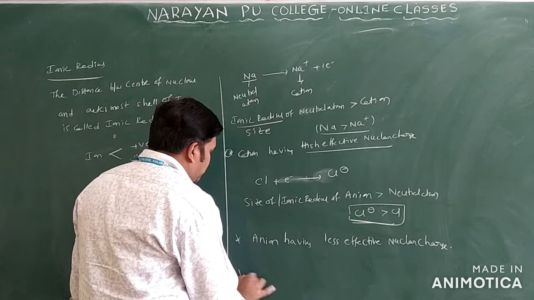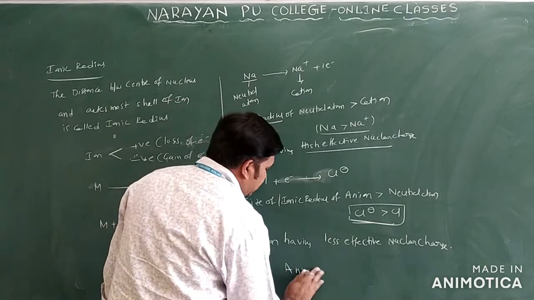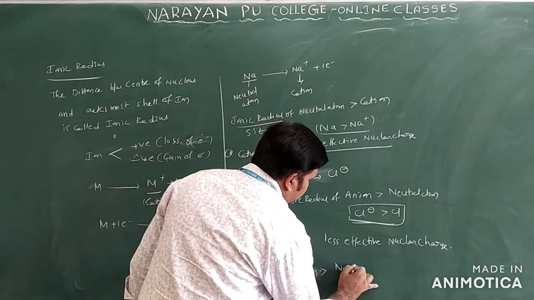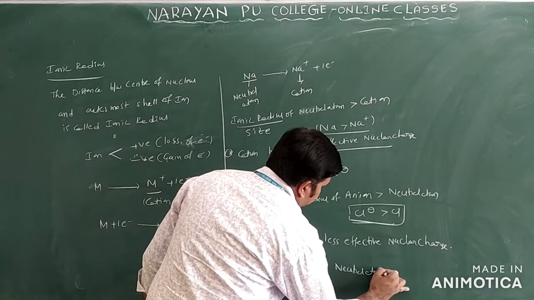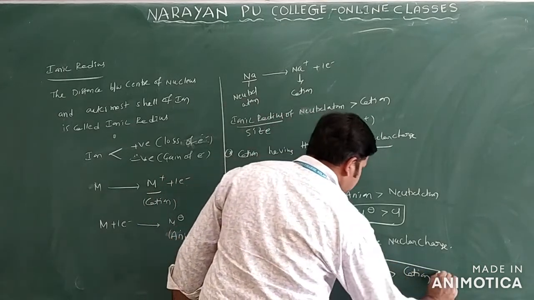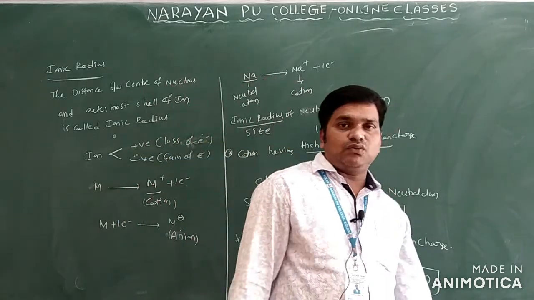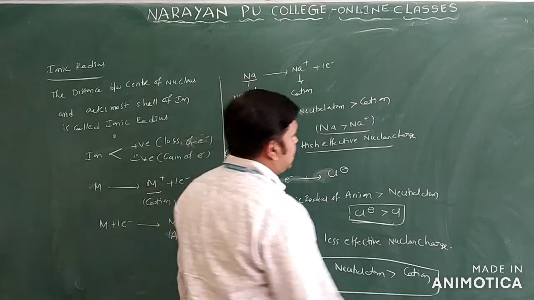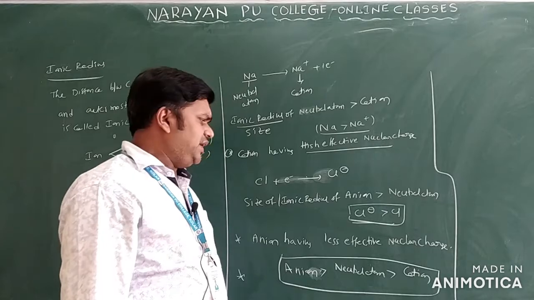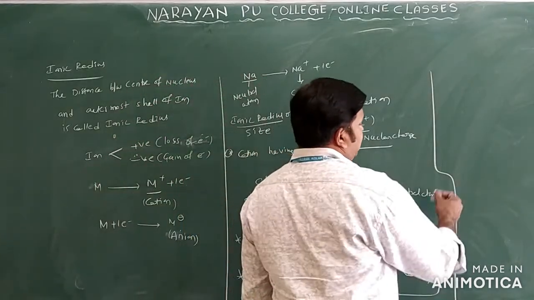From this I will write one point here: anion is greater than neutral atom, and neutral atom is greater than cation. This is a very important point: the size of the anion is greater than the neutral atom, and the neutral atom is greater than the cation. This applies whether they give an anion, a neutral atom, or a cation. Let us see one example.